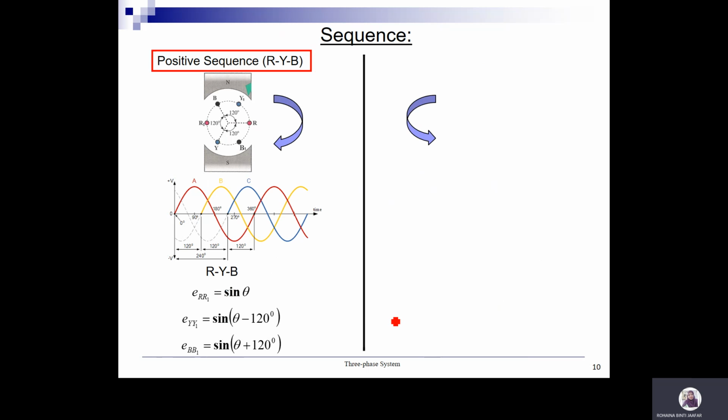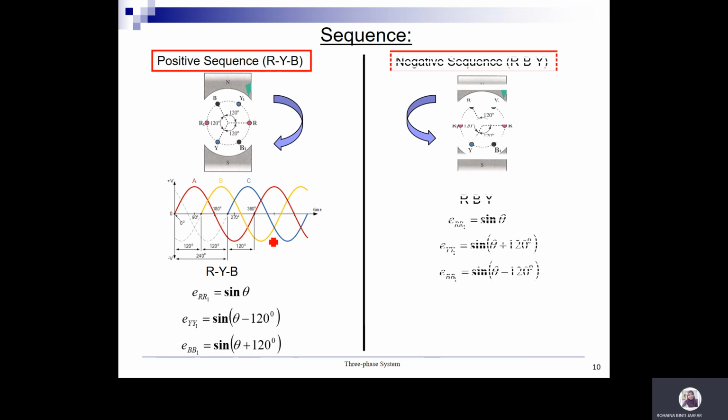Okay, so for a three-phase system, we have two sequences. The first sequence is positive sequence, where the sequence is red, yellow, blue. Normally we use positive sequence to analyze our three-phase system. So this is the phasor diagram for positive sequence, red, yellow, blue, and then this is your waveform. So this is the relationship we identified before.